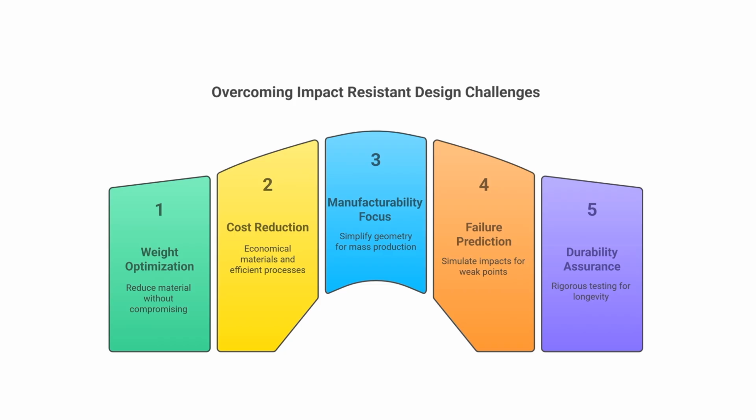Failure prediction. In case of an impact, the localized failure and the different behavior of material under high strain rate have to be tested, understood, and incorporated in the design. So, we need to simulate the impacts for the identification of these weak points. The durability aspect has to be ensured, because all these types of structures go through repeated impacts throughout their life, and they have to be able to withstand them. So, there is a need for rigorous testing to ensure the longevity of the structures.